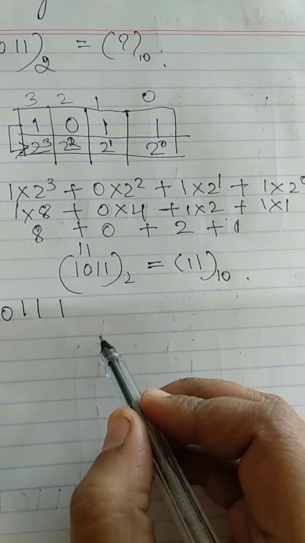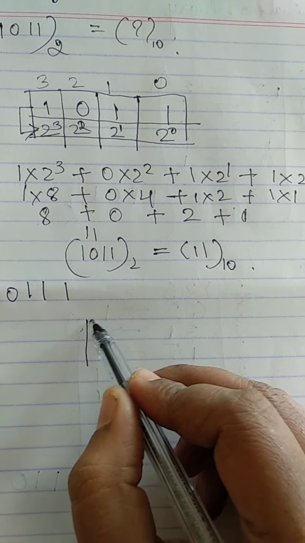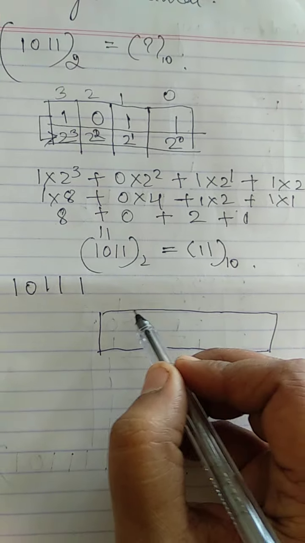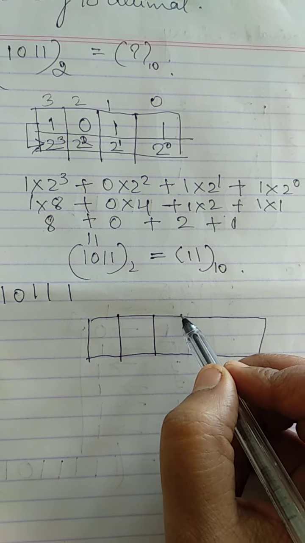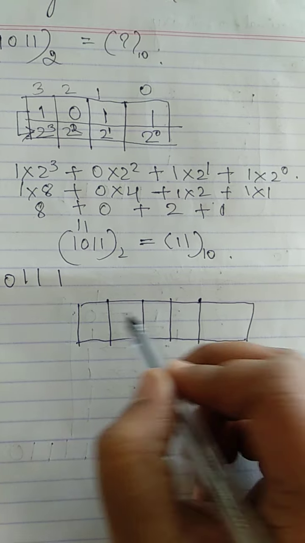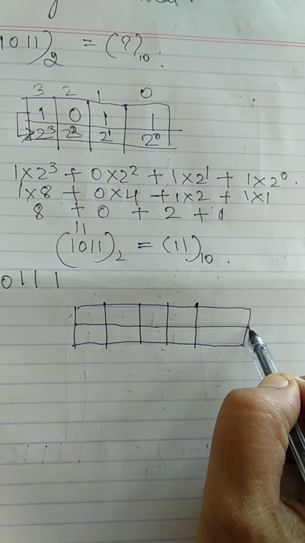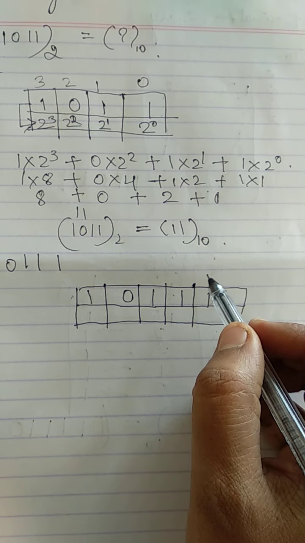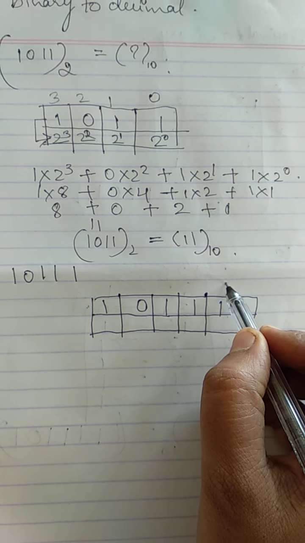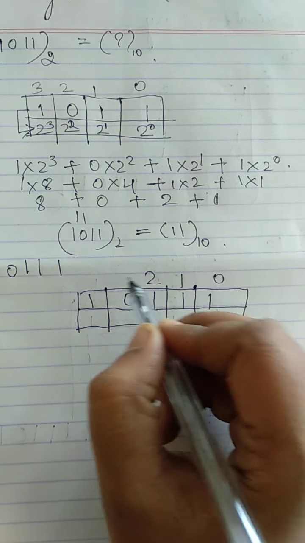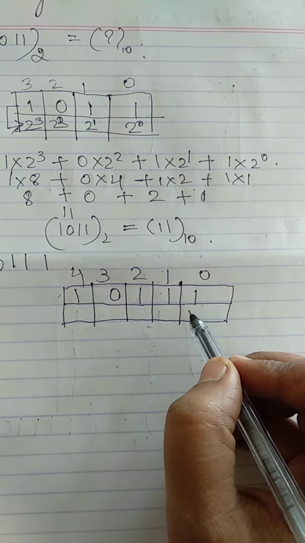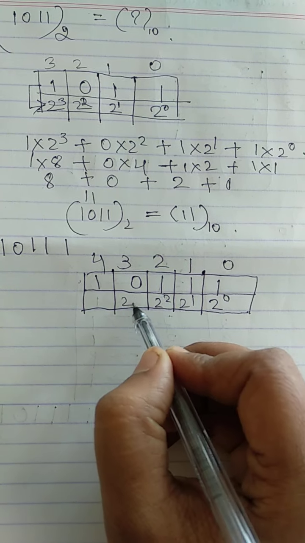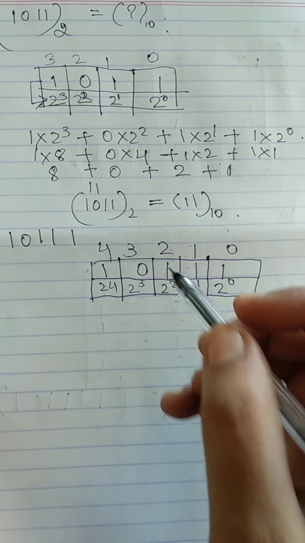10111. So first we have to make a box. It is 1 0 1 1 1. So now we have to write the weightage values, that is 0 1 2 3 4, and then the base values: 2 raised to 1, 2 raised to 2, 2 raised to 3, 2 raised to 4.